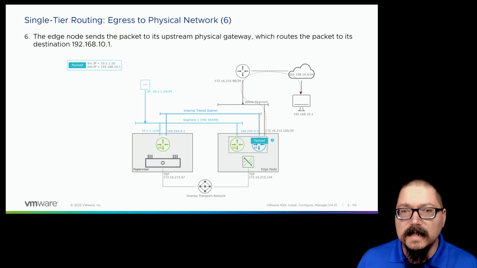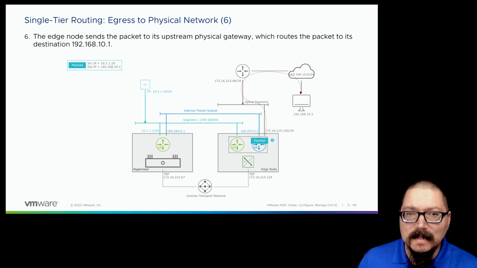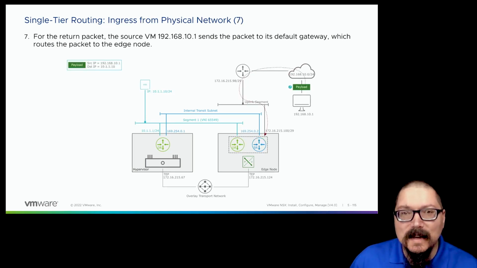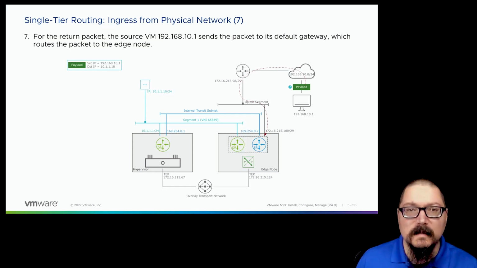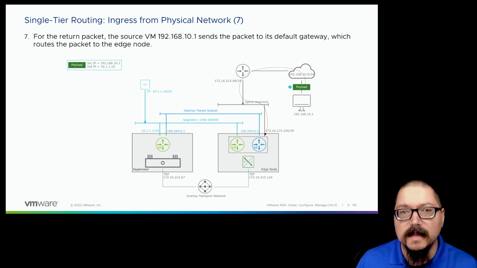So 192.168.10.1 is probably going to send a packet back to 10.1.1.10, to our virtual machine. So what's going to happen there? Well, the same thing. It's going to look at its routing table. It's going to see that the best match is going to be its default gateway. It's going to forward to its default gateway, which will forward the packet eventually to our peer, right? That peer router to NSX is going to know to send a packet into NSX to get to 10.1.1.10.